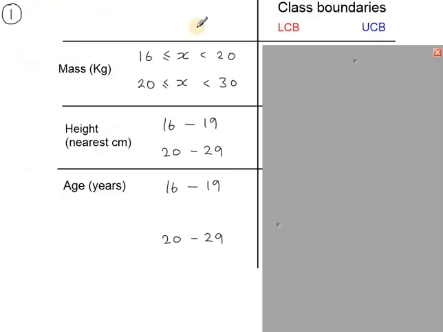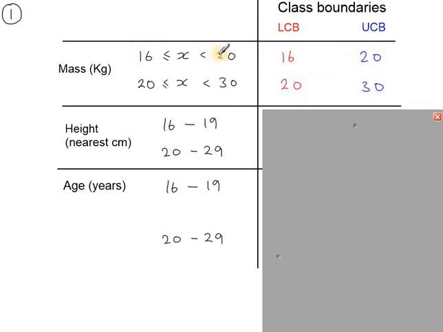Example 1. Working out the lower class boundary and upper class boundary. So we have data here which is not rounded, and the class interval here 16 to 20, and where this ends this class starts 20 to 30. So these numbers are the actual class boundaries.